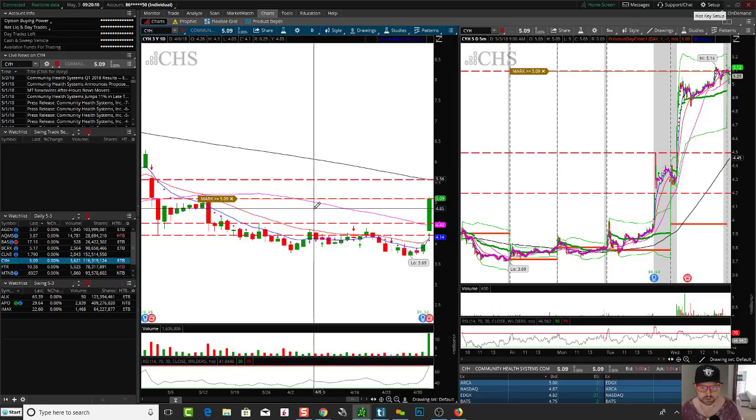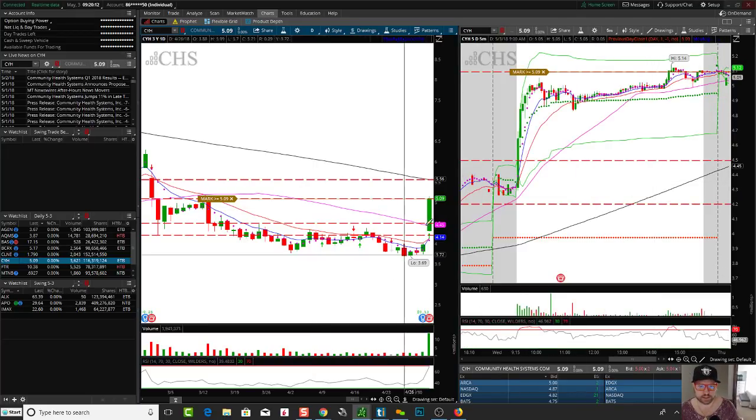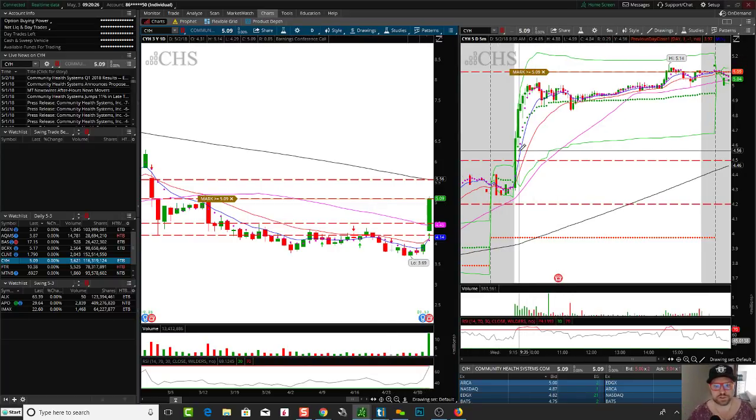CYH. This one had a run yesterday, had a nice jump up, so you can see a potential 9 and a 20 potentially crossing over there. It's getting a little bit overbought. Might have some potential continuation. It is above that $5 marker, which is a good sign. That whole $5 and a half amount.